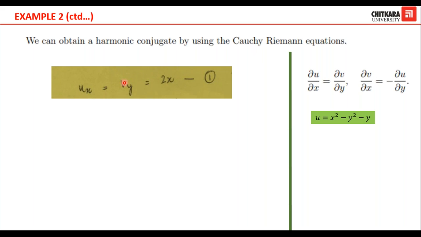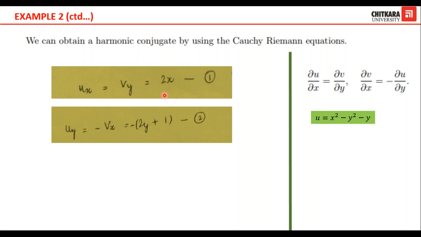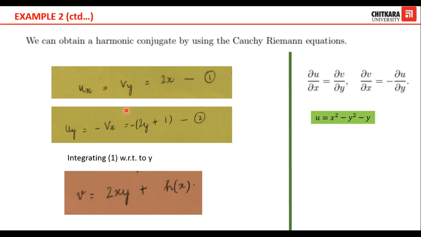So if I take vy is equal to 2x, if I integrate it with respect to y, keeping x constant, what will I get? I'm integrating the first expression with respect to y. So I get, look at this term, when I integrate it with respect to y, I will get 2xy plus, which variable was kept constant here? The variable x was kept constant. So your constant term will be some function in x. And that function I have termed as h, right?